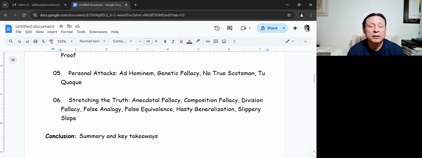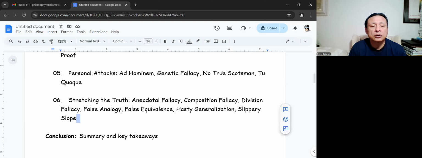Yes, it's the name of a fallacy, but if you attack a person's character, or you attack his history, you attack the person in some kind of way, it doesn't mean it's a fallacy. It depends on context, right? And we'll talk about this when we get to slippery slope.